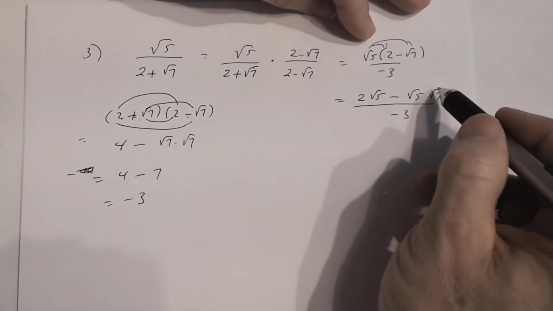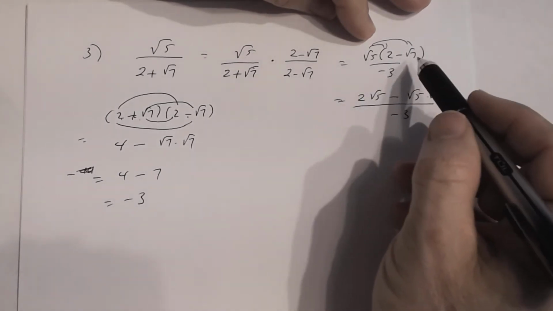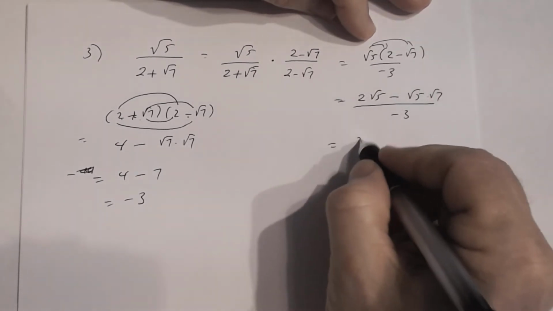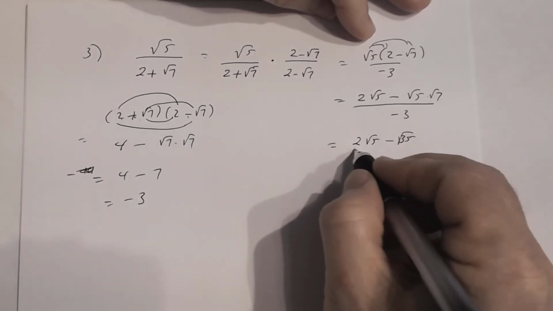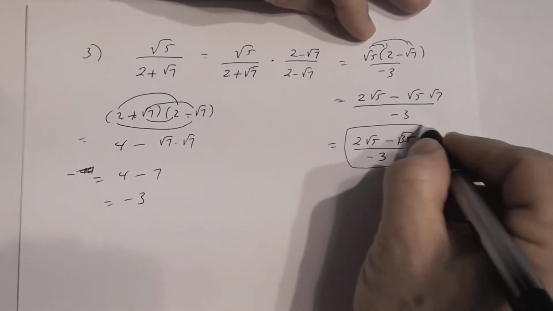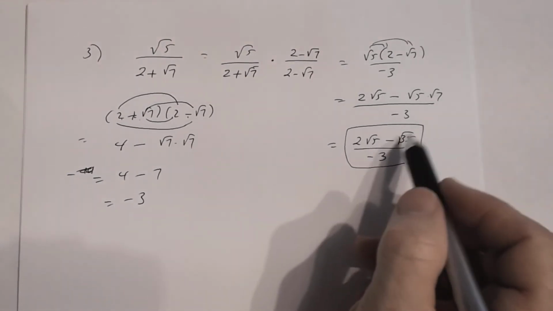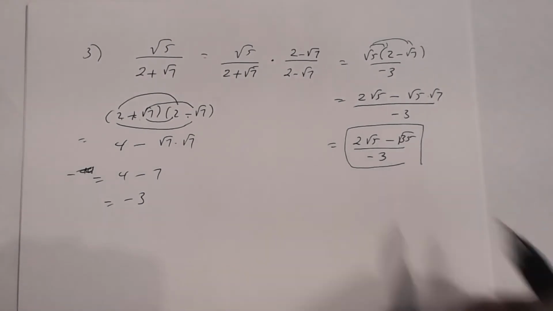So you could have skipped that step, and some of you could have seen that hey, I'm multiplying the square root of 5 by the square root of 7, so that's the square root of 35. So the answer is going to be 2 square root of 5 minus square root of 35 divided by negative 3. And then if you can't simplify the radicals, then go ahead and simplify. But I cannot simplify the square root of 35, and I cannot simplify the square root of 5. So that's it. That's your answer.